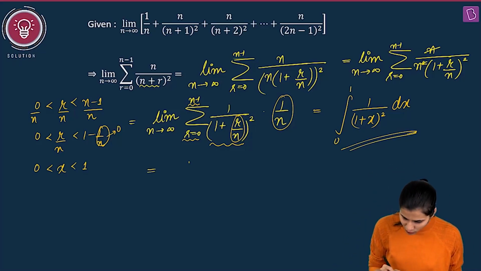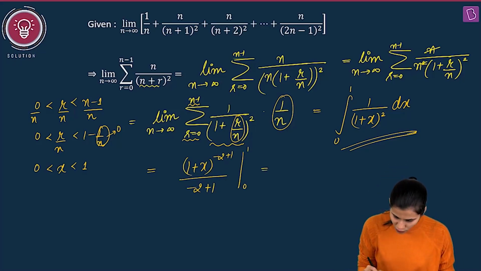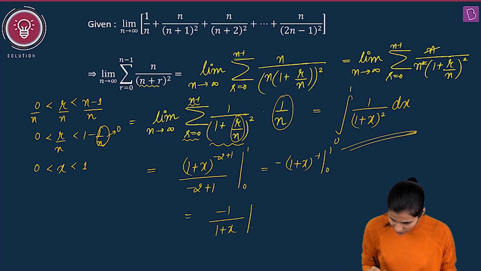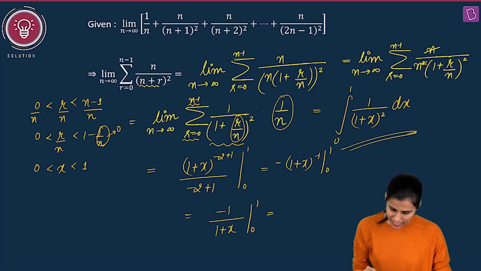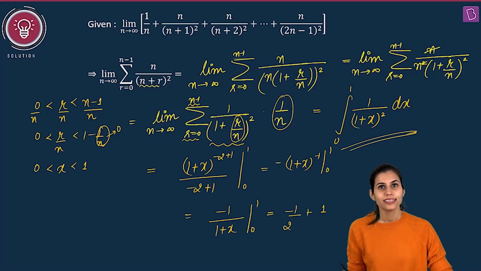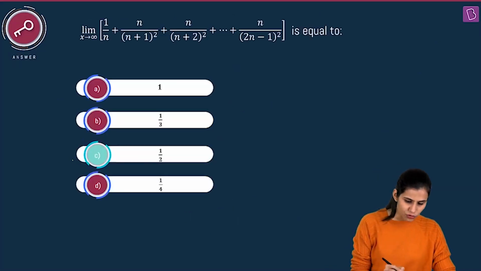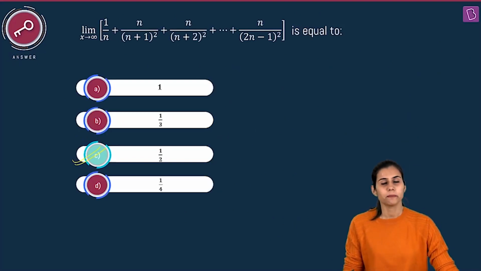So the integral comes out to be what? (1 plus x) to the power (minus 2 plus 1) upon (minus 2 plus 1), where the limits are varying from 0 to 1. So this gives you (1 plus x) to the power minus 1 over minus 1, from 0 to 1. So this gives you minus 1 upon (1 plus x) from 0 to 1. And what is this? Minus 1 by 2 minus 1, minus 1. So this is plus 1. Yes? And 1 minus 1 by 2 gives you 1 by 2. Bingo. 1 by 2 is your final answer, sitting in option C. Done.